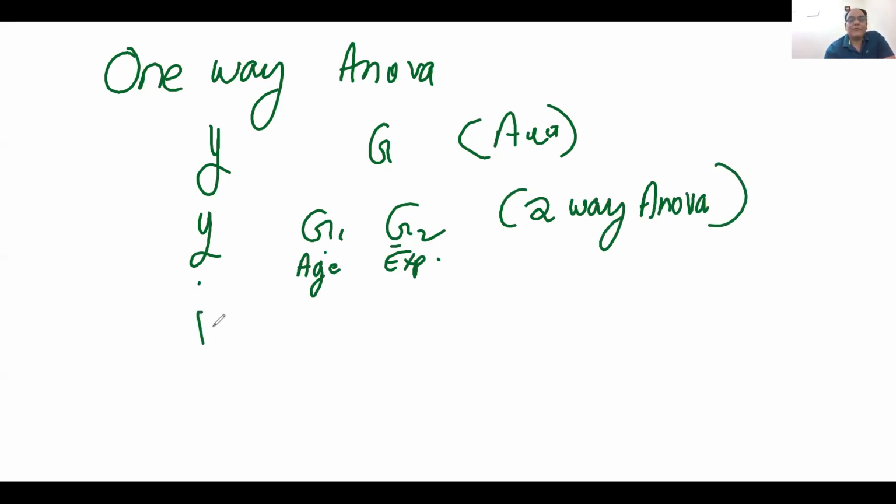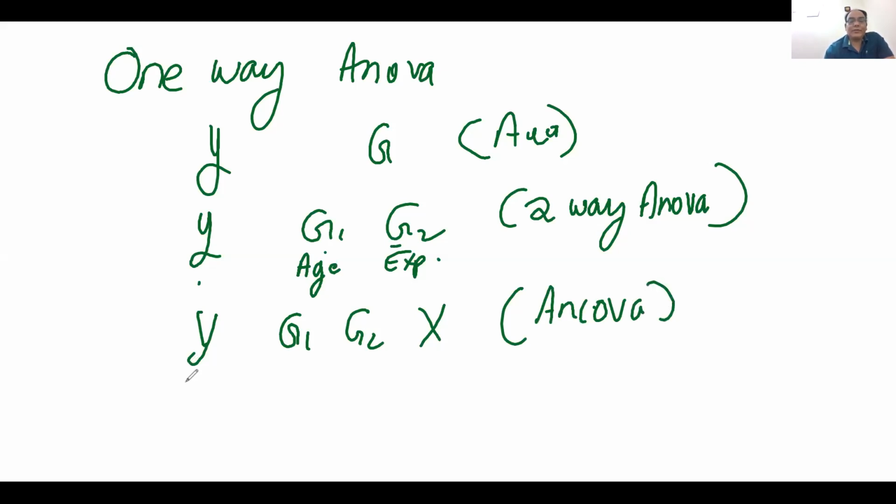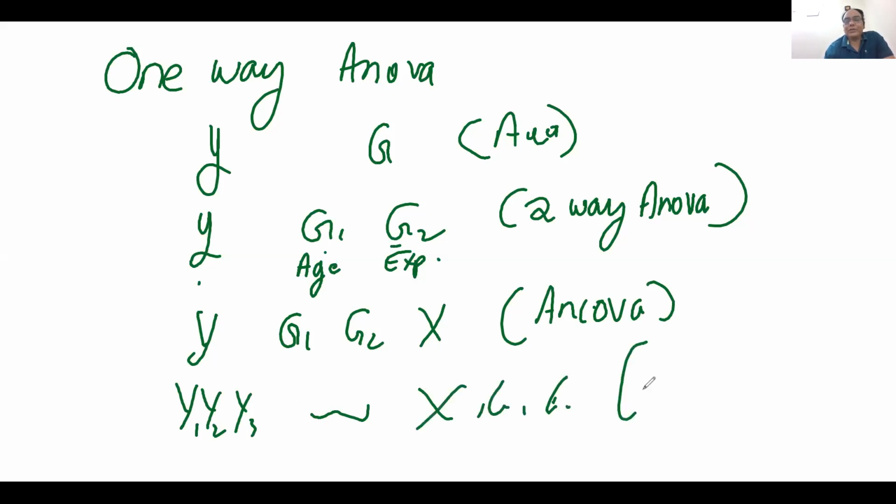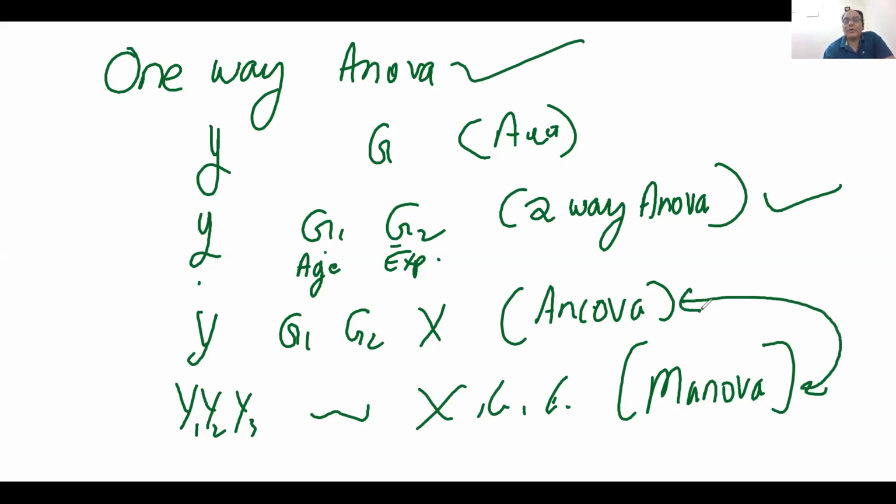Similarly, when you have one dependent variable, two groups, and one independent variable, this is called ANCOVA. Similarly, when you have multiple dependent variables, y1, y2, y3, and independent variables, group 1 and group 2, this is called MANOVA. So we have different cases of ANOVA. Here one-way ANOVA is very popular, two-way ANOVA is very popular. ANCOVA and MANOVA or MANCOVA, we normally do not apply because they are complicated, and some theoretical background is necessary to apply these tests.